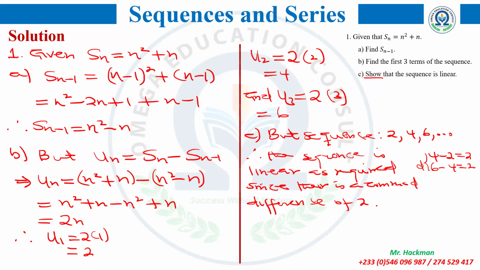Is my point well made? Yes, sir. Okay, or you can say that the sequence is linear, as required, since d is equal to 2. We know d represents the common difference. Is that clear? Yes, sir. Okay, very good.